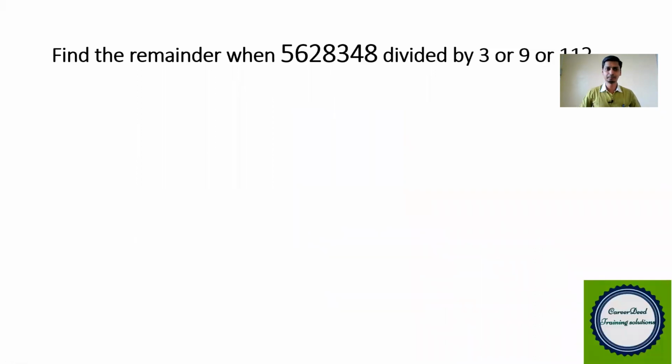Now, question number 1. Find the remainder when 5628348 is divided by 3 or 9 or 11. Right, so you have three numbers. Now you have to find the remainder when this biggest number is divided by 3 or 9 or 11. Okay, to solve this problem without pen and paper, we have to understand the divisibility criteria of the number, right?